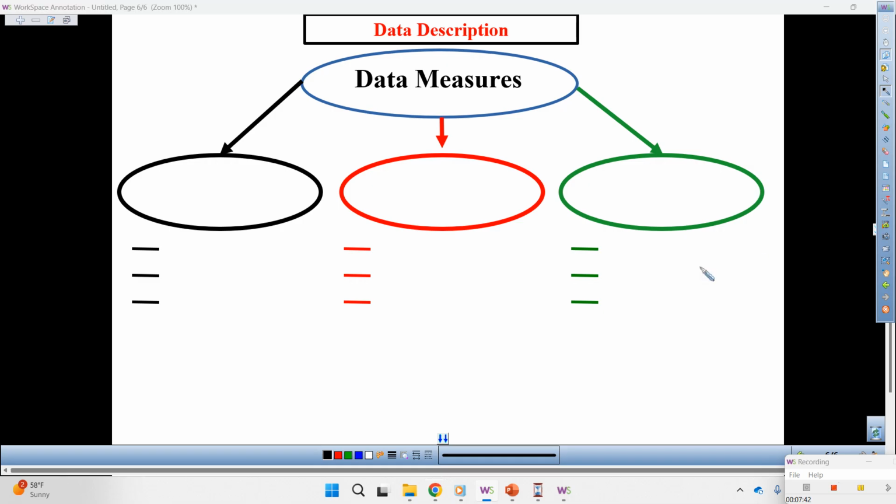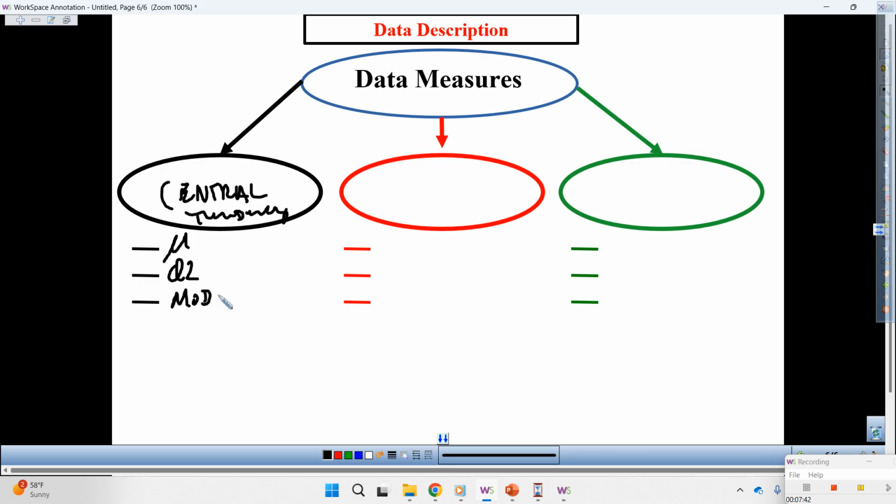Let's see. Get us started with the first measure, measures of central tendency, and they are mean, I'm going to use mu, median, I'm going to use Q2, and mode. That is correct.